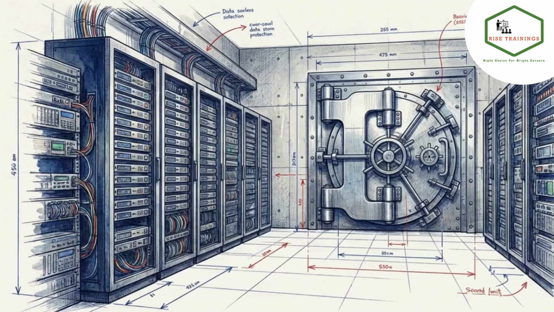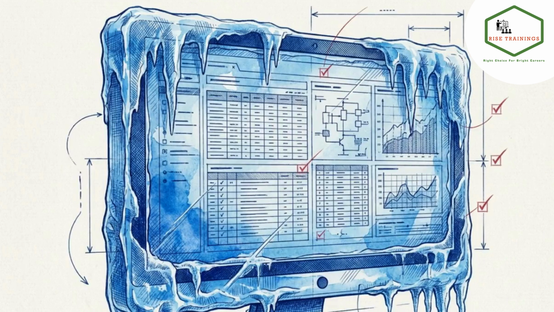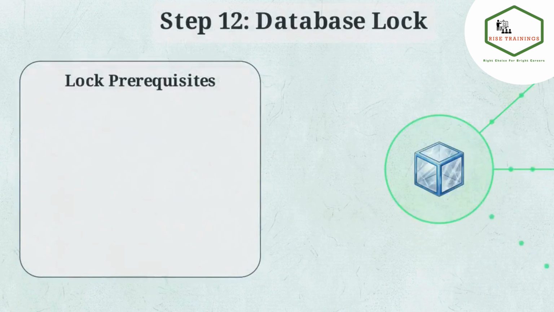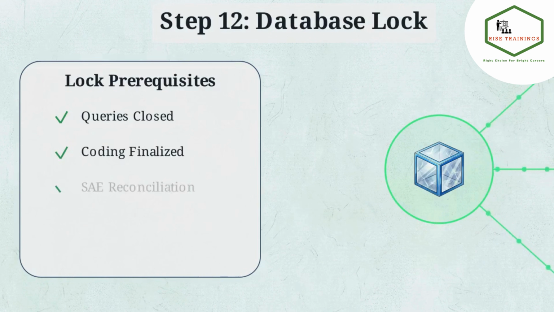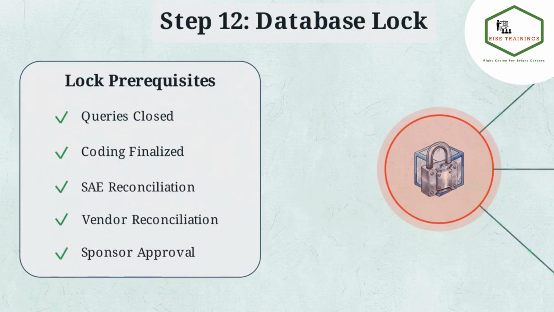The pipeline now reaches Phase 3, finalization. This is the gateway that separates the data collection process from the final statistical analysis. Step 11 is the database freeze. This temporary lockdown halts all changes, so the clinical team can perform a final quality review on a static dataset. Once the freeze is successful, we reach Step 12, database lock. The system cannot lock until all queries are closed, coding is finalized, and vendor data is reconciled. After sponsor approval, the padlock snaps shut, severing all inbound data pathways.